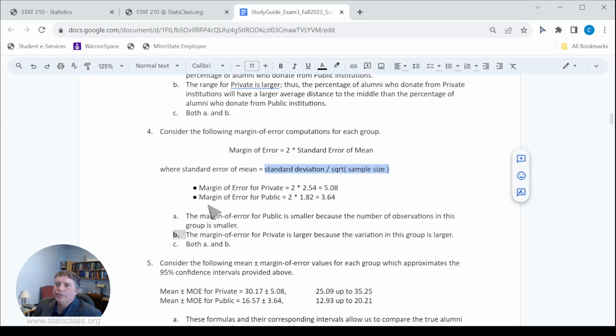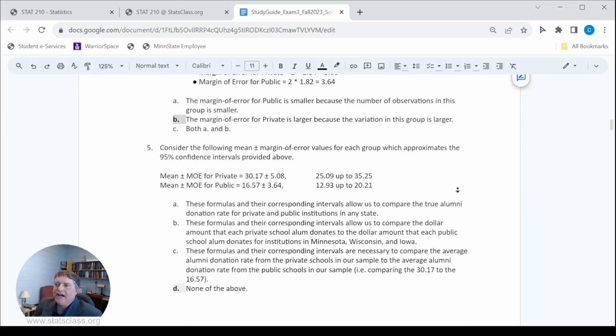So here, the margin of error for public is smaller because the number of observations in this group is smaller. That's not going to be true. The square root of the sample size goes in the denominator. If the sample size is smaller, that's actually going to make my standard error of the mean bigger. And if I take a bigger number and multiply it by 2, I'm definitely going to get an even bigger number. So the margin of error is actually going to increase in that situation. So A is not right. That leaves B, because C is just both A and B.